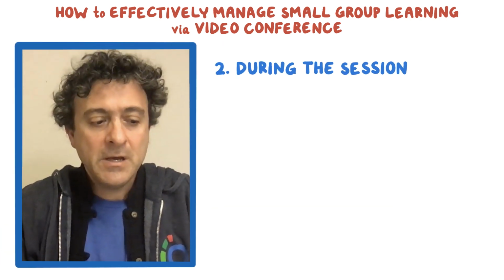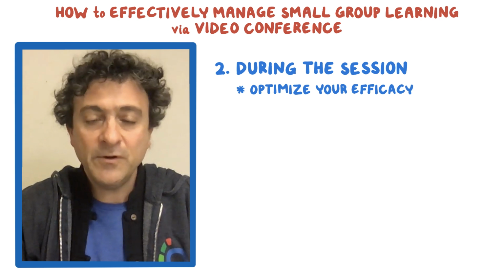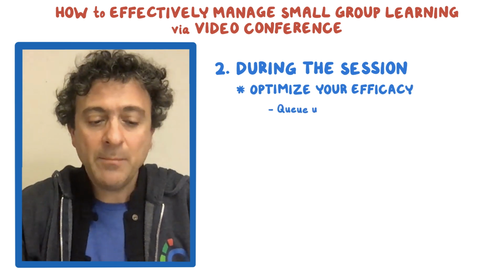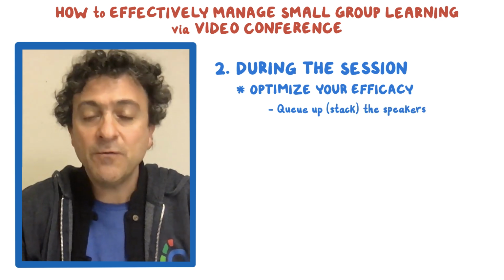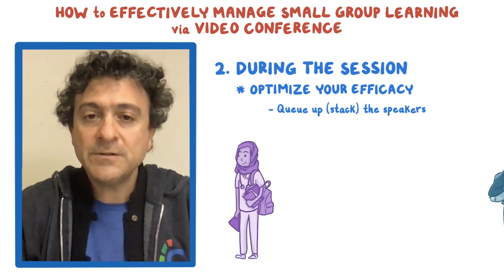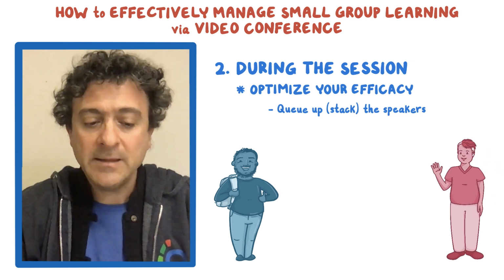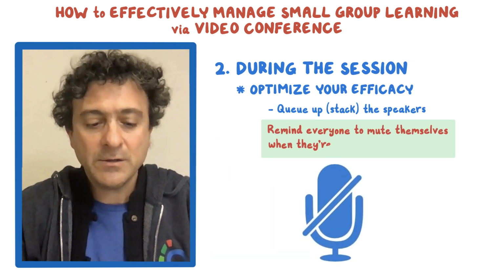During the session, there are several different domains to think about to optimize your efficacy. First, in terms of running the session, one strategy is to queue up or stack the next speakers so that they know they will speak next. So for example, we're going to go to Nancy first and then to Jordan. And then once Jordan speaks, you'll say, okay, Jordan, you're next, and then we'll go to Marwa. Of course, remind everyone to mute themselves when they're not talking.